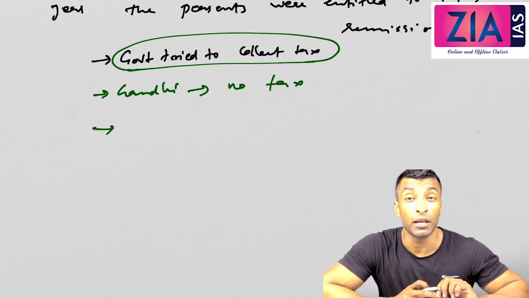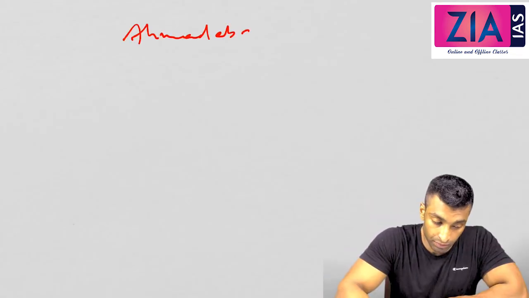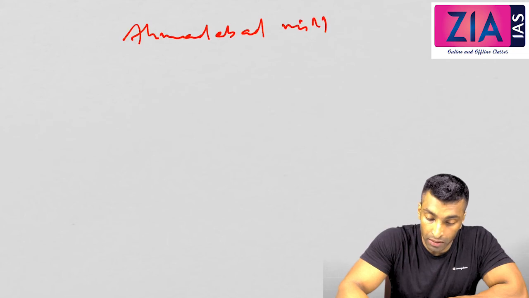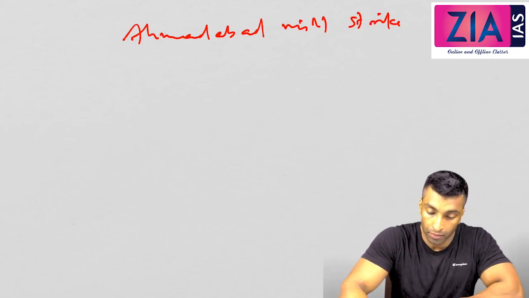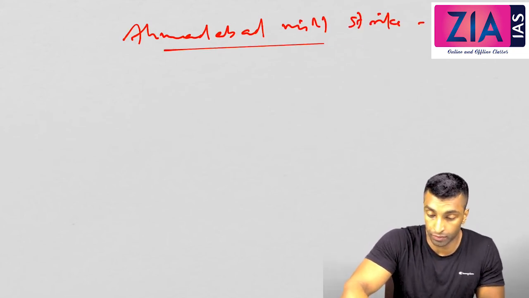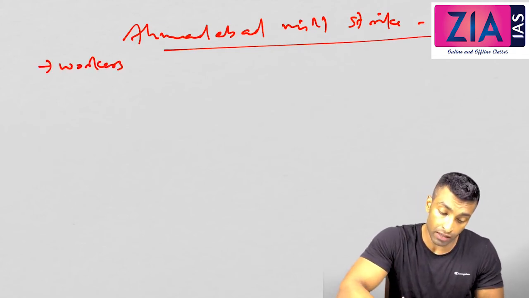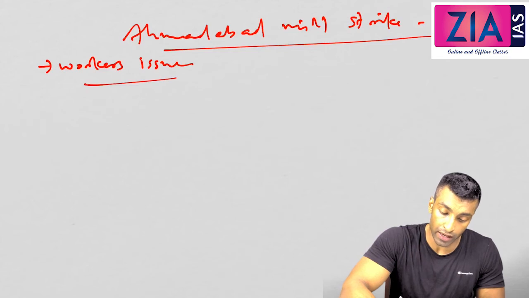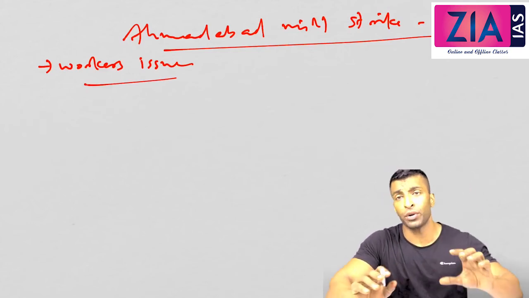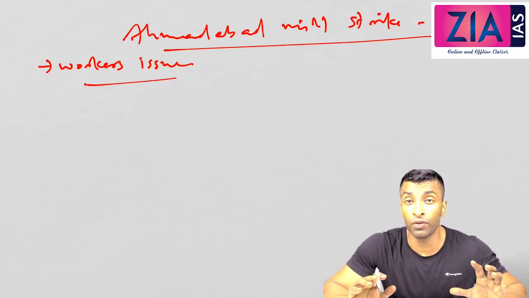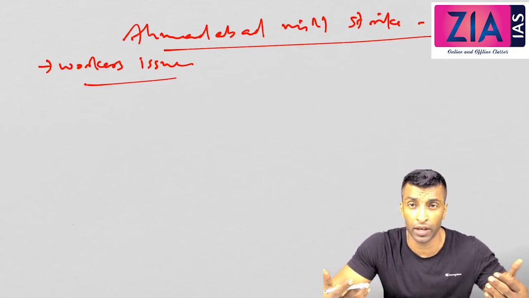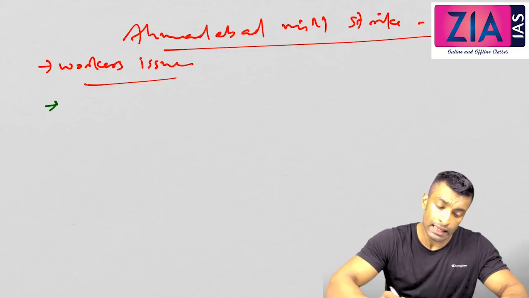Next is the Ahmedabad Mill Strike, 1918. So this is basically a workers' issue. He has taken up the workers' issue. Now, two points that you need to know: after World War I, the plague bonus was actually withdrawn. So that is one thing.